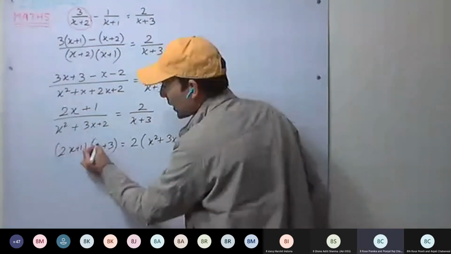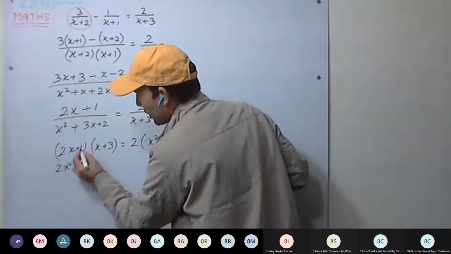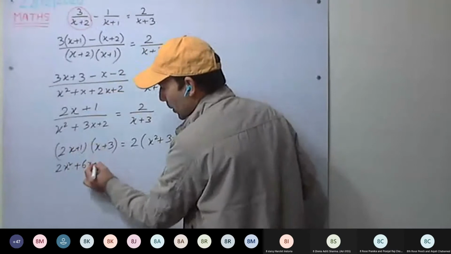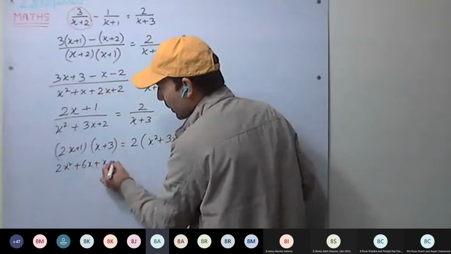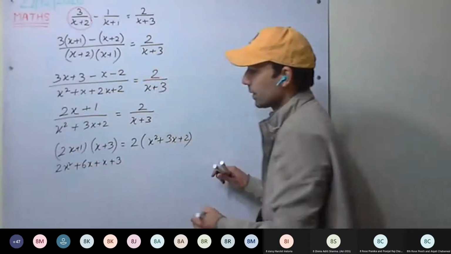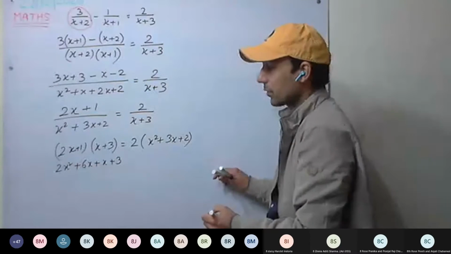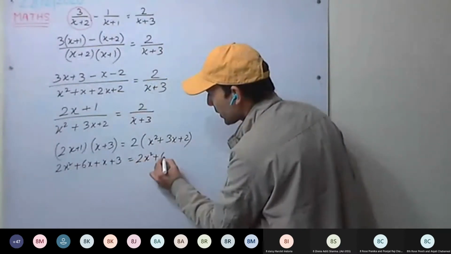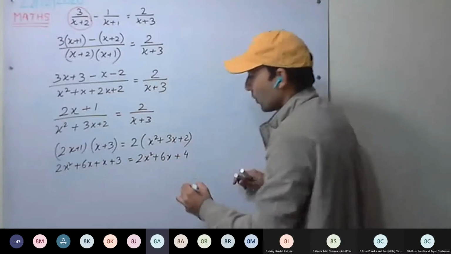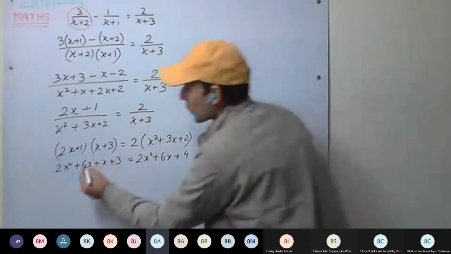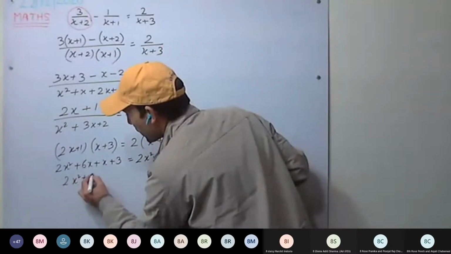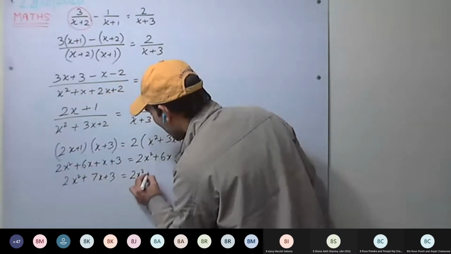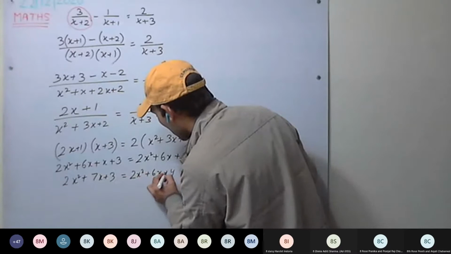So see here, 2x into x, 2x square, plus 6x plus x, 7x, plus 3. This is fine. Equal to 2x square plus 6x plus 4. So here we are having 2x square plus 7x plus 3 equal to 2x square plus 6x plus 4.